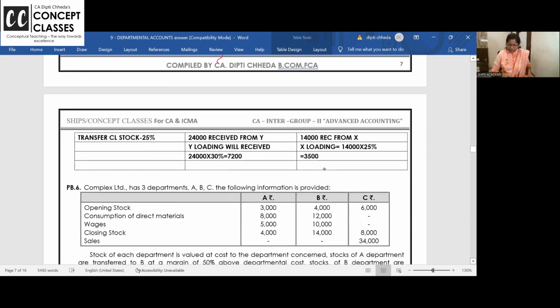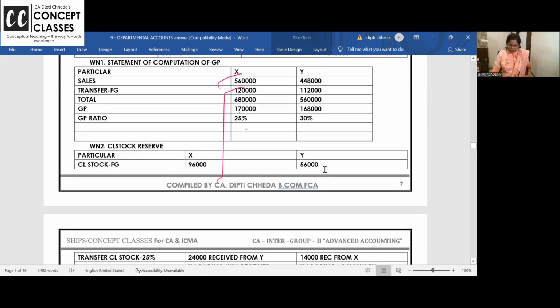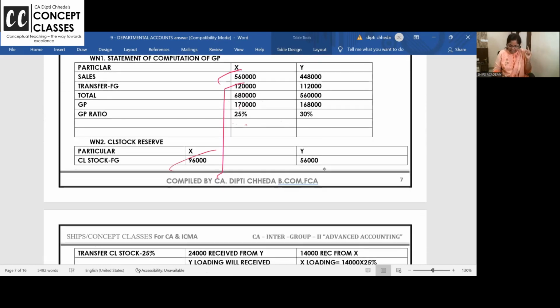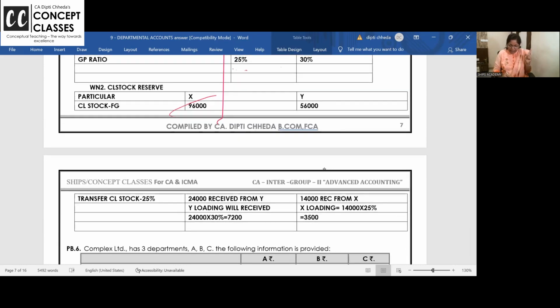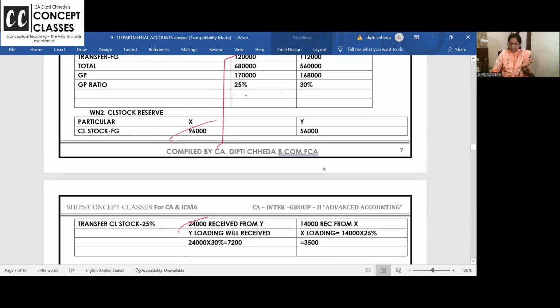चलो साथ में. 96,000 किसका स्टॉक है? X का. X 25% of your stock is coming from Y. Who said that problem? So 96,000, 24,000 stock X you are receiving from Y. In that X you are receiving the goods from Y. तो Y अपनी loading लगा के भेजेगा ना. What is Y's loading? 30%.